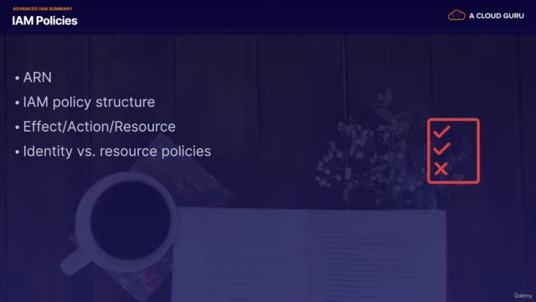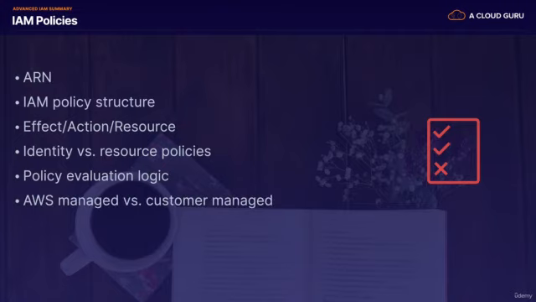Also understand the difference between identity and resource policies and how AWS evaluates policies. So for example, say you have two policies that are in effect for the same resource. One has an allow, one has a deny. Always remember that deny supersedes allow. We also covered AWS managed versus customer managed policies. Understand that AWS managed policies can't be edited by you as the customer, and you can create as many customer managed policies as you like.